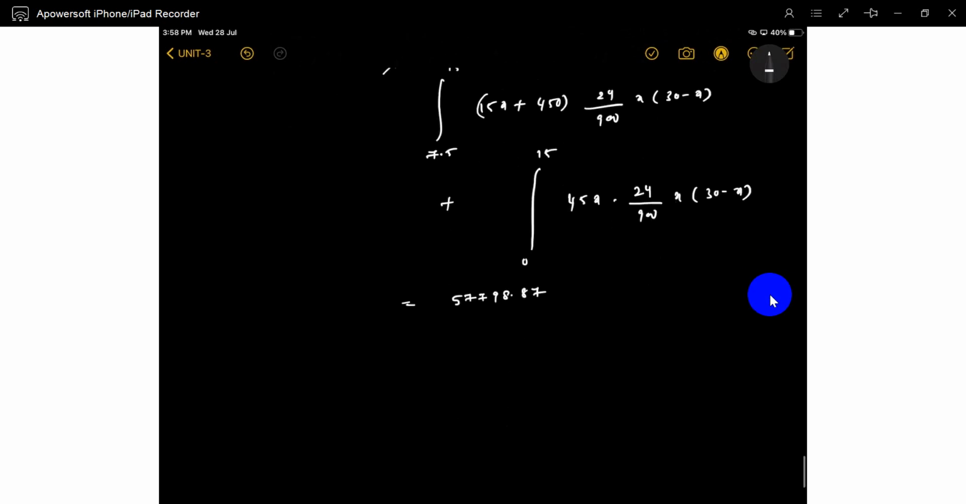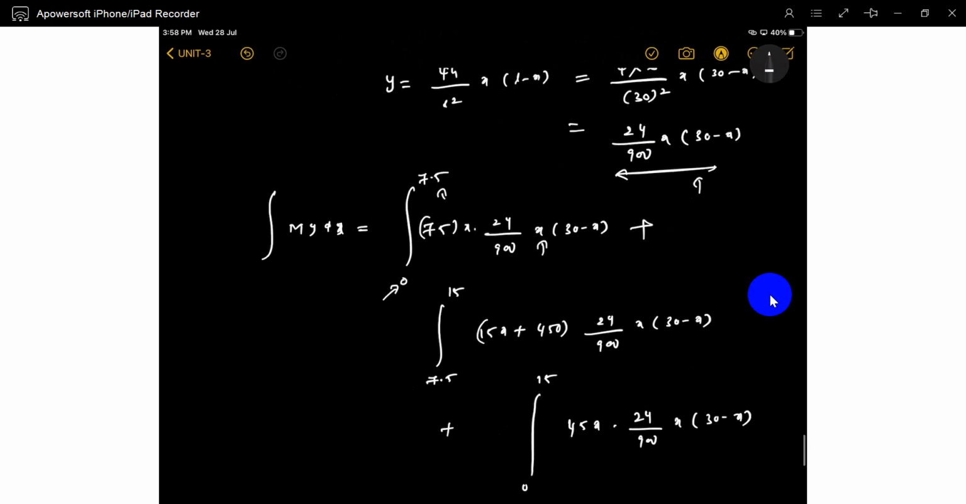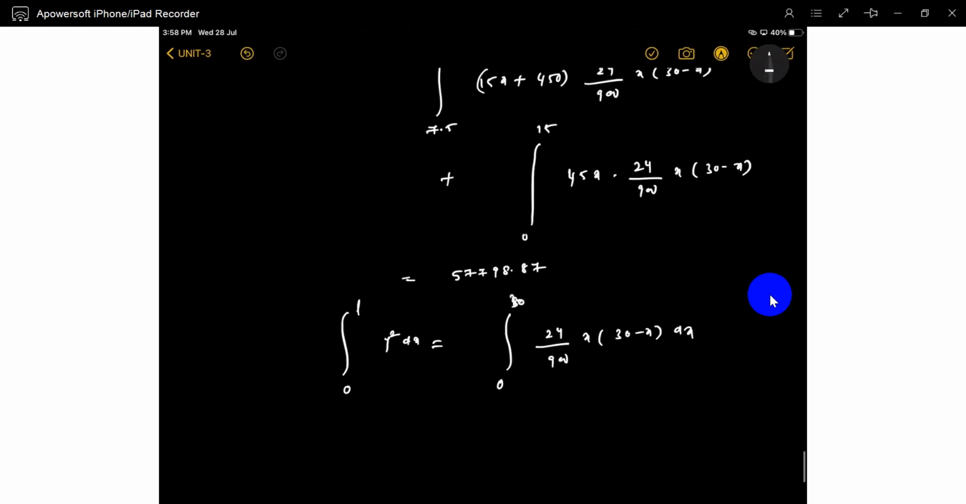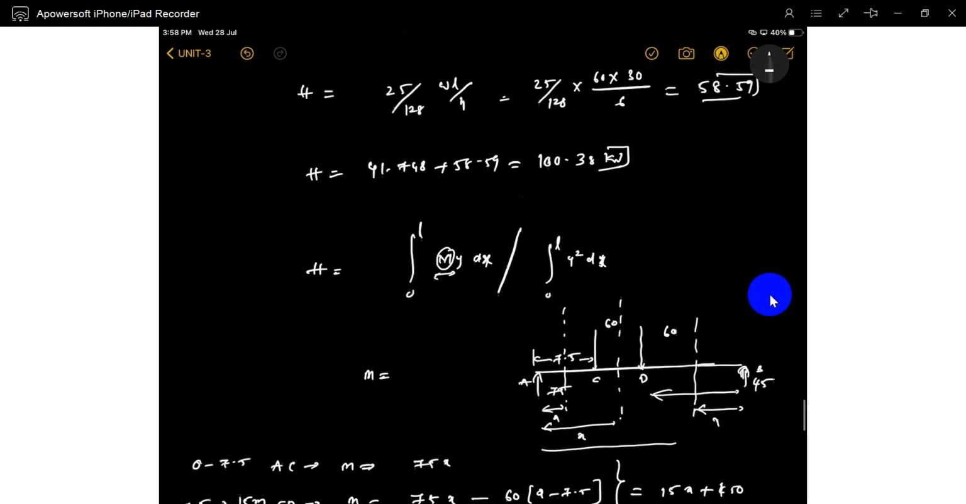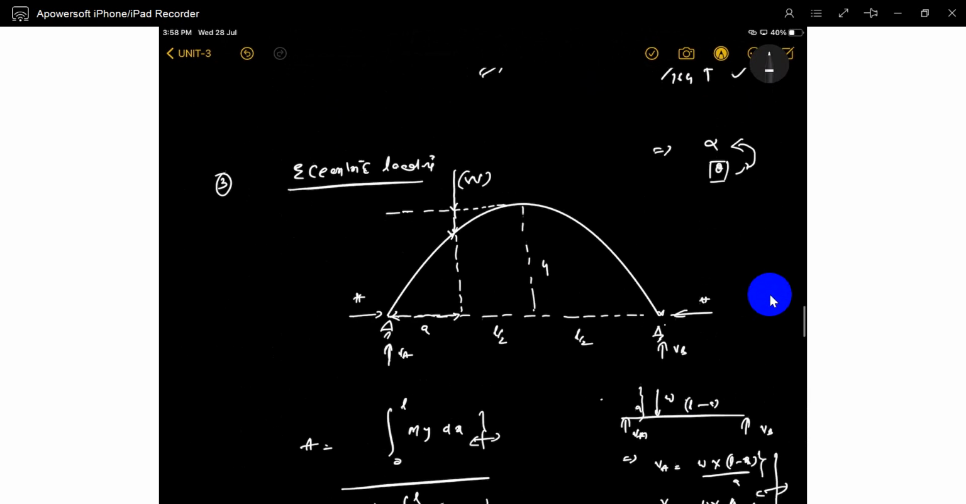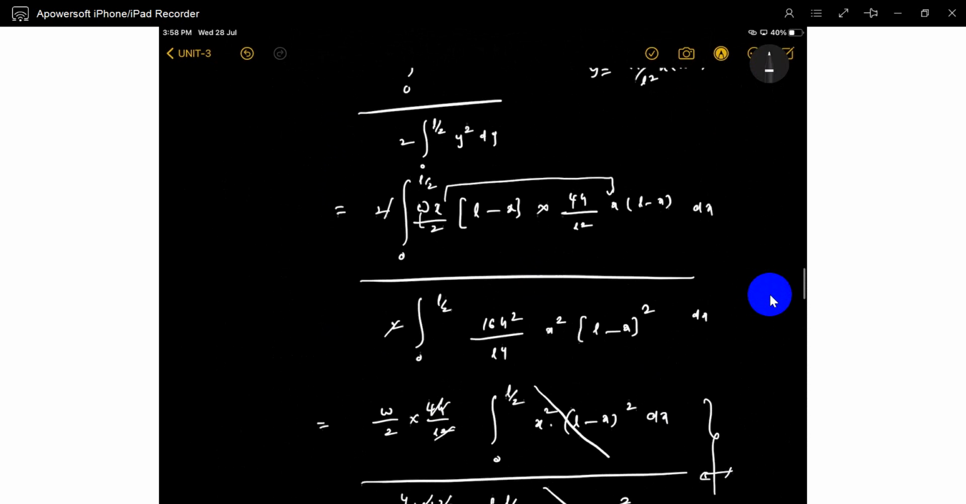Now the bottom is 0 to L y square dx. We already know y square is what? 24 by 900, 0 to 30, 24 by 900 x into 30 minus x dx. Just solve it, you will write like this. Otherwise, if you have remembered this value, it is also useful.